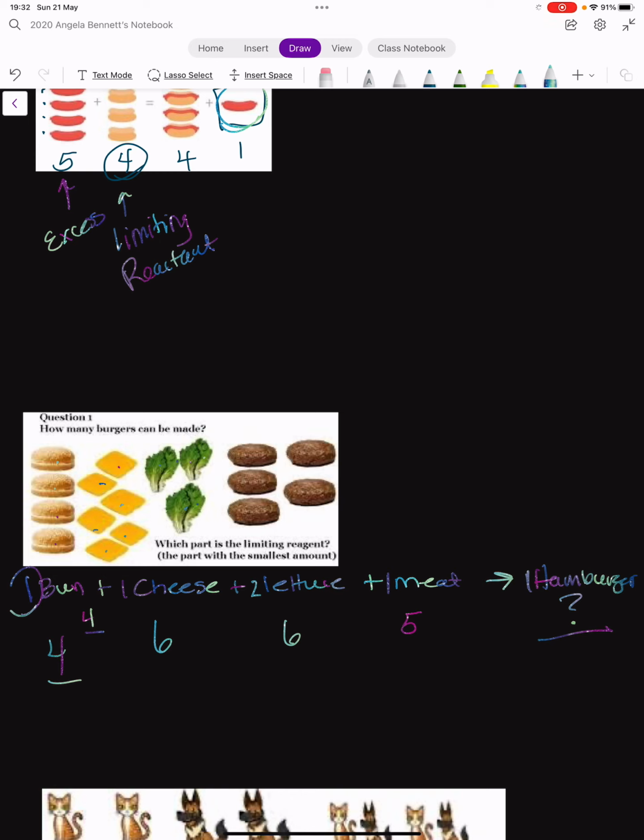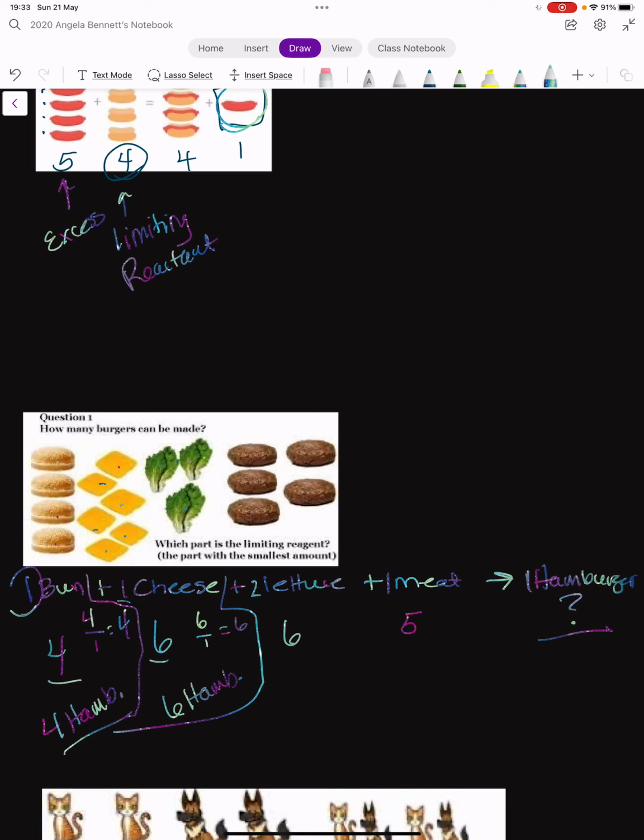So I need 1 mole of buns, or I need 1 bun. So 4 divided by 1 means I can get 4 hamburgers. Now I'll have to abbreviate it because it's a long word. I can get 4 hamburgers from just looking at how many buns that I have. Then, section that off so we can see it better. Then for the cheese, I have 6 pieces of cheese and I need 1 to make a hamburger. So I can make 6 hamburgers from my cheese.